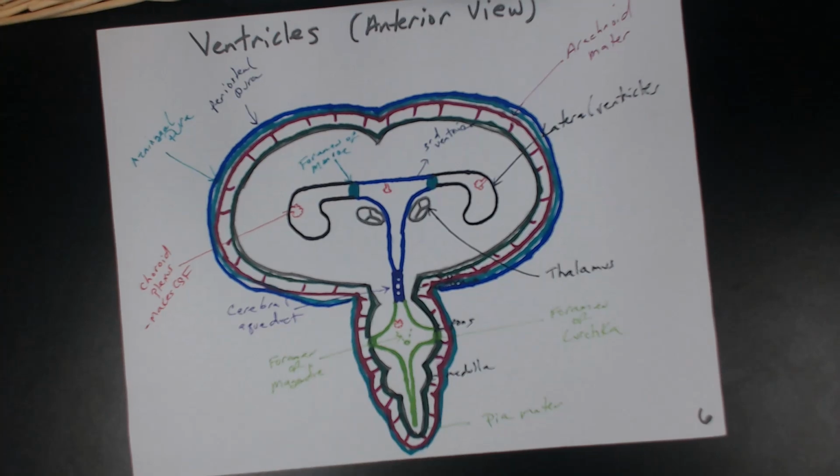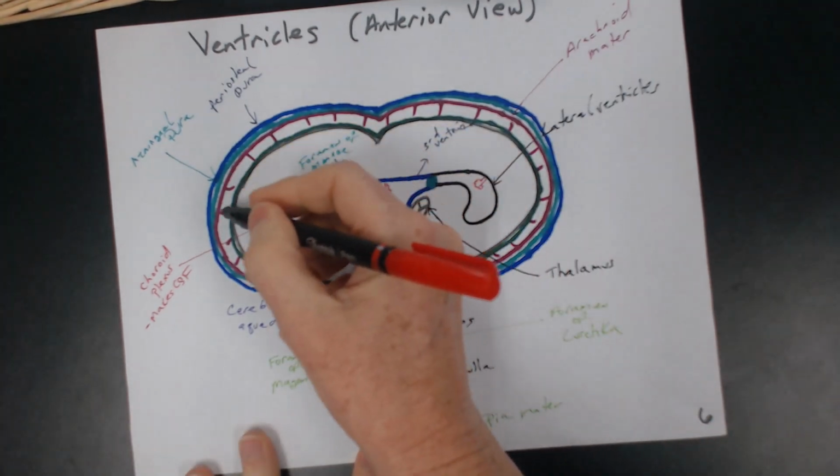So it's nothing more than a specialized kind of ependymal cell, a kind of glial cell, that makes your cerebrospinal fluid. CSF has a couple of functions. As I said before, it fills the subarachnoid space overall.